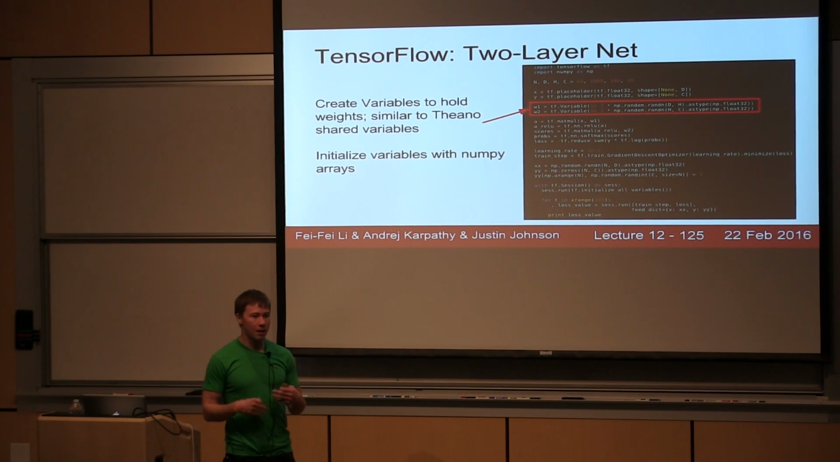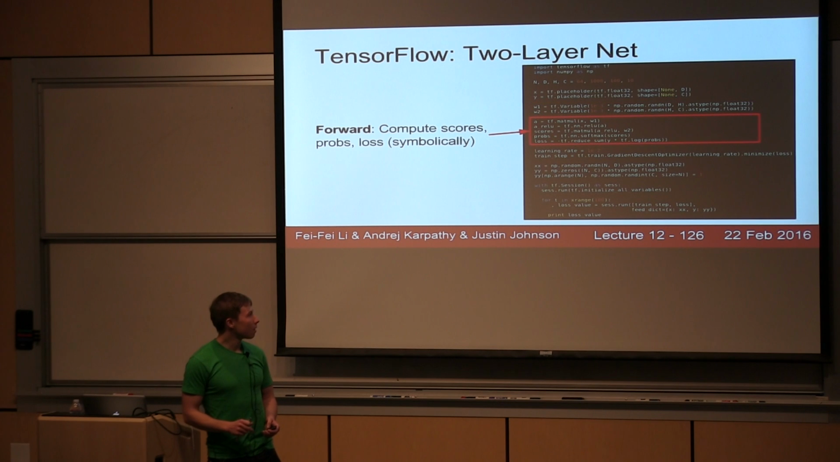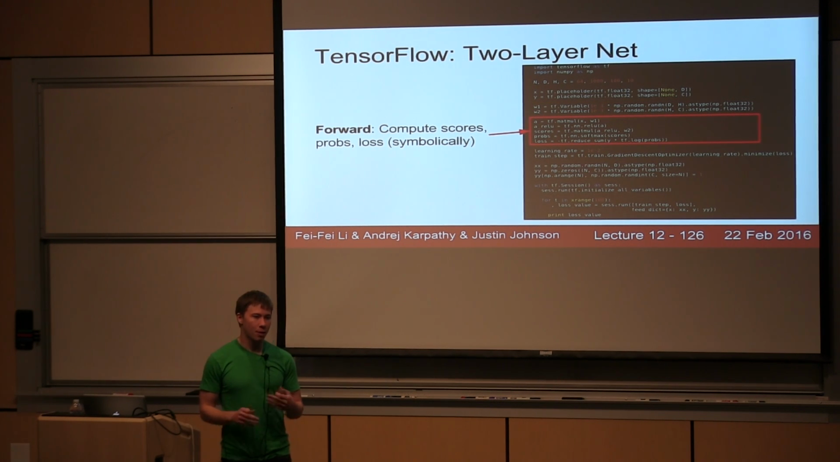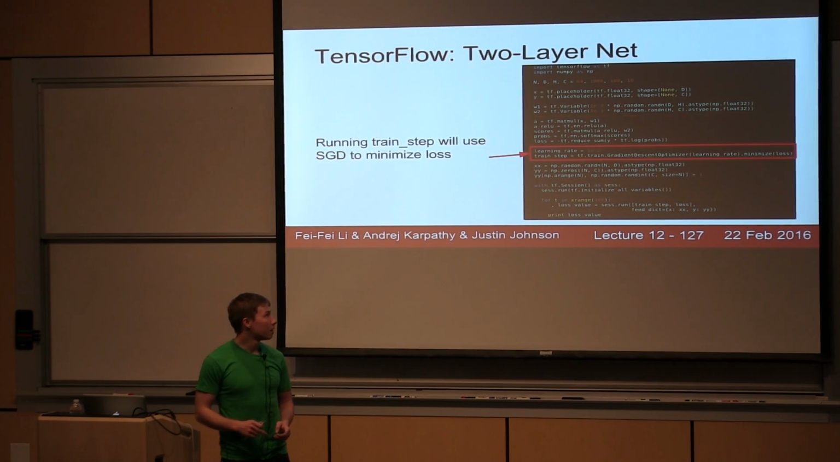We're also going to define weight matrices. In Theano, we had these shared things that lived inside the computational graph. Same idea in TensorFlow, except they're called variables. Just like in Theano, we computed our forward pass using these library methods that operate symbolically on these things and build up a computational graph. So that lets us easily compute the probabilities and the loss and everything like that symbolically. This part, to me, looks a little bit more like Keras or Lasagne than raw Theano.